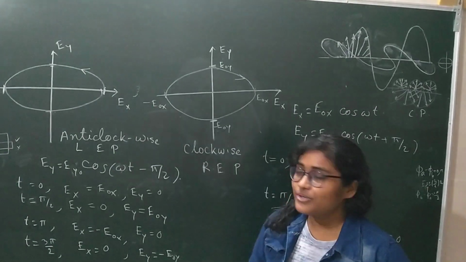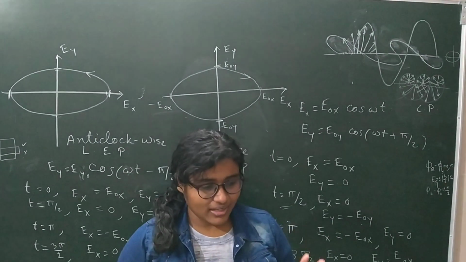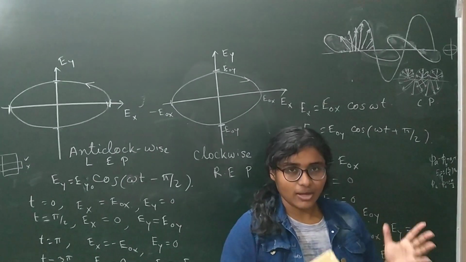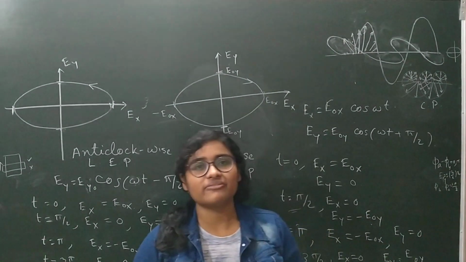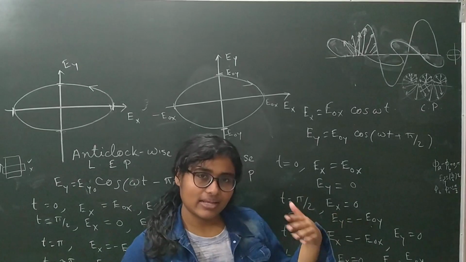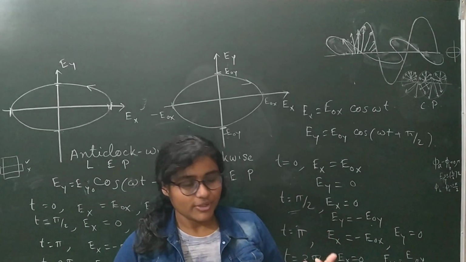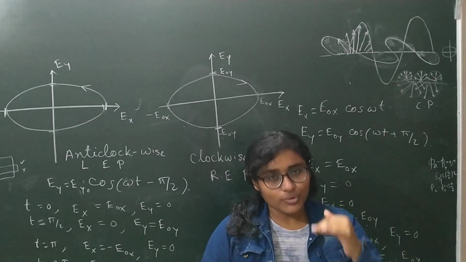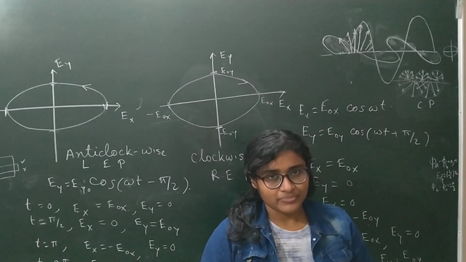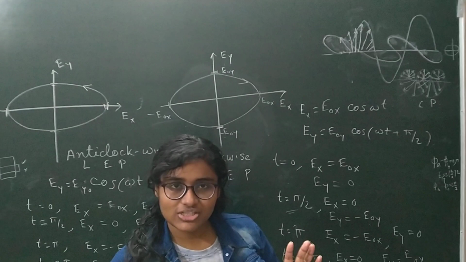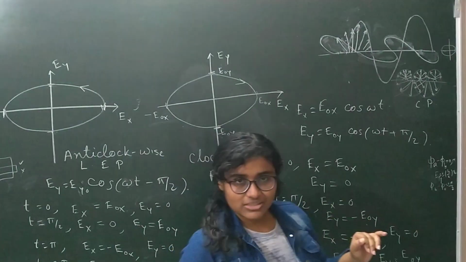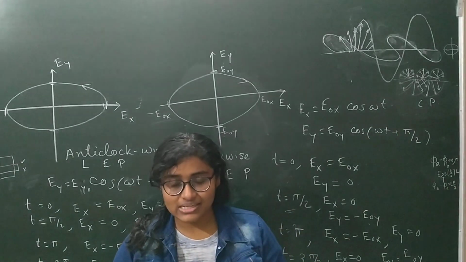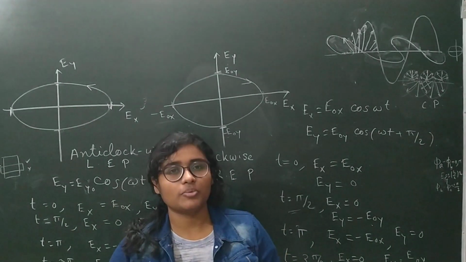Last time I told you that light can have three types of polarization. Polarization is the orientation of the electric field vector in that light, which is also an electromagnetic wave. So you basically try to find out the orientation of the electric field. There are three types of polarization: one is linearly polarized, another is elliptically polarized light, and third is circularly polarized light.